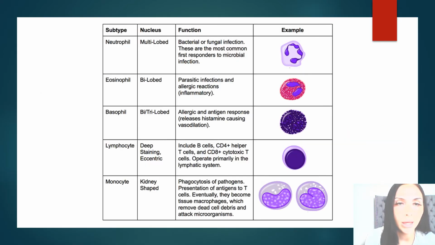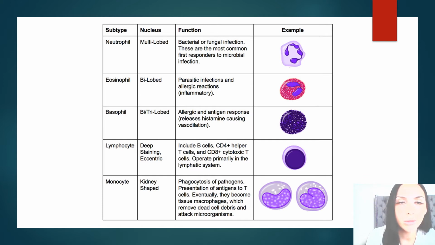So here we have 5 types of white blood cells. We have the neutrophil, which is multi-lobed, and its function is bacterial or fungal infection. They are the most common first responders to microbial infection. We have the examples on the right just so we know what they look like. We have the eosinophil, which is bilobed, and its function is parasitic infections and allergic reactions with inflammation. We have the basophil, which is bilobed or trilobed, with allergic and antigen response, which releases histamine, causing vasodilation.